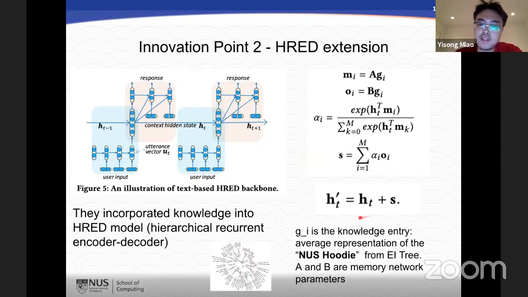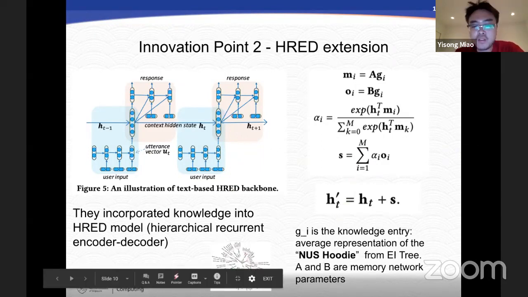Yeah. So let's see here. Here's how they obtain the S. They use a memory network to obtain such S. Here, A and B are both memory network parameters, and the G_i here is the representation of the knowledge entry. And how do they get such a knowledge entry? They did it by the average of the representations.